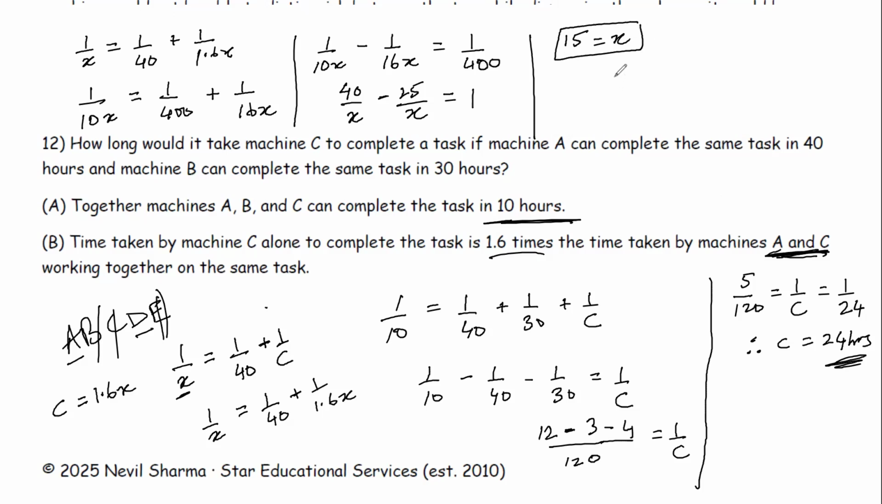So x is the time taken by A and C, and what is the time for C? 1.5 times x, sorry, 1.6 times x. So 1.6 times 15. 15 sixes are 90, 15 ones are 15, and 9 plus 15 is 24. And one decimal goes out, so this goes out. So 24, 24. Each alone gives us the answer. So A is out, D answers.